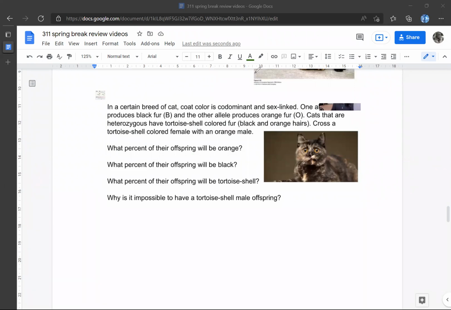Purple. So, in a certain breed of cat, coat color is codominant and sex-linked. One allele produces black fur and the other allele produces orange fur. That sounds familiar. Cats that are heterozygous have tortoise shell colored fur, black and orange hairs. If you cross a tortoise shell colored female with an orange male, various things are going to happen. Let's explore.